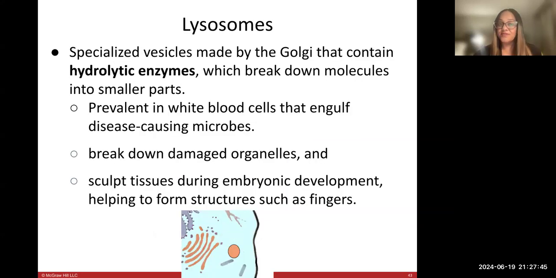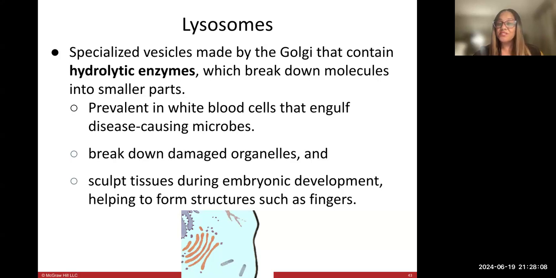Lysosomes are specialized vesicles made by the Golgi that contain hydrolytic enzymes, which break down molecules into smaller parts. They are prevalent in white blood cells that will engulf disease-causing microbes so they can destroy them. They break down damaged organelles. Our cells die every once in a while, and our organelles get tired inside. They need to be destroyed and recycled.